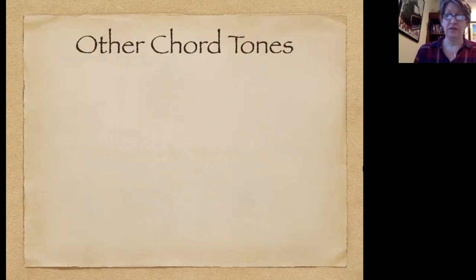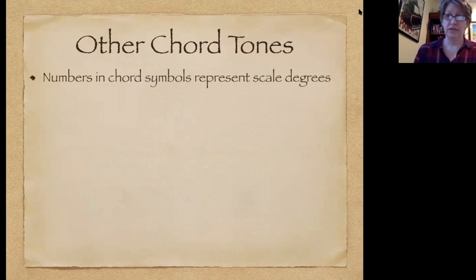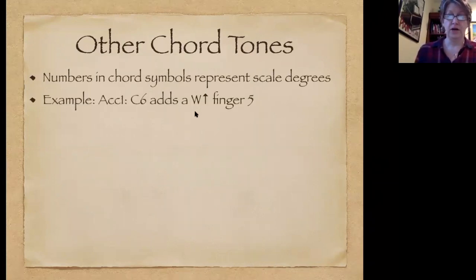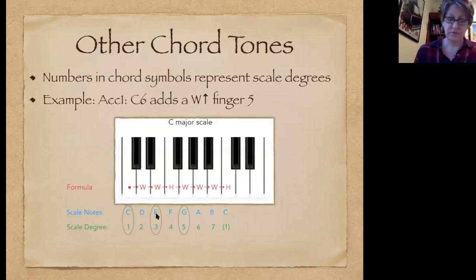Of course, there are 7 chord tones in the scale. Oftentimes you'll see numbers in chord symbols. So for example, C6 chord. In our accompaniment 1 program, we teach that as adding a 4th note to the chord, a whole step above finger 5. So here's our C major chord. When we add a whole step above finger 5, well, that's just the 6th. That's the 6th note of the scale. So that's a 6 chord. The 6 just means the 6th note of the scale.